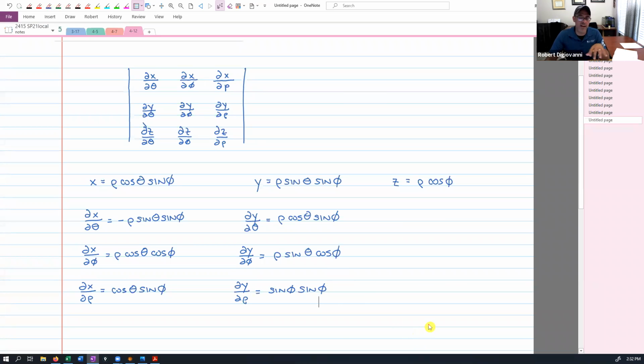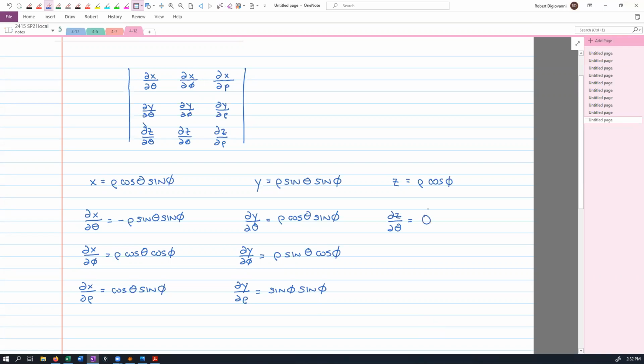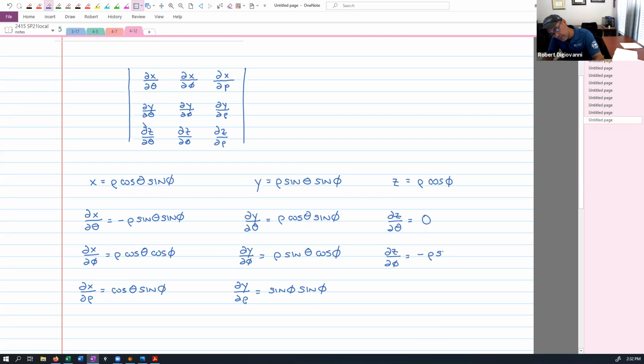You see that all I'm doing is just getting all the things here, and then I'm going to have to do the determinant. Okay, z. So partial of z with respect to theta is equal to what? 0. Yay! That's the only one that was good. Okay, partial of z with respect to phi would be just negative rho sine phi. And then the partial of z with respect to rho would be just cosine phi. Isn't this fun?